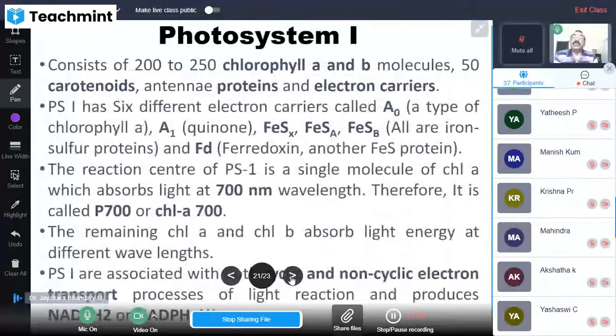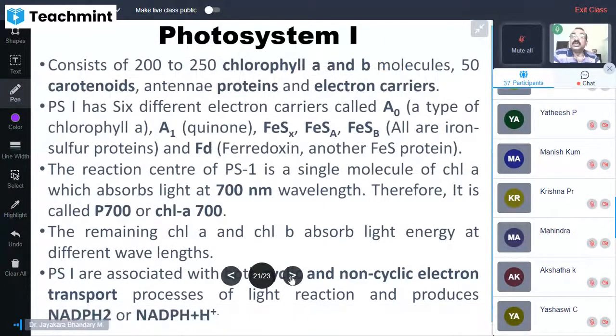So now this is the description of photosystem 1 and photosystem 2. Photosystem 1 consists of about 200 to 250 chlorophyll A and B molecules, about 50 carotenoids. Then there are antenna proteins and electron carriers. See, electron carriers are required to transport the excited electrons during light reaction. The exact mechanism of this electron transport we will discuss while discussing light reaction.